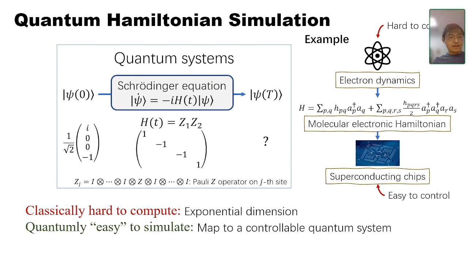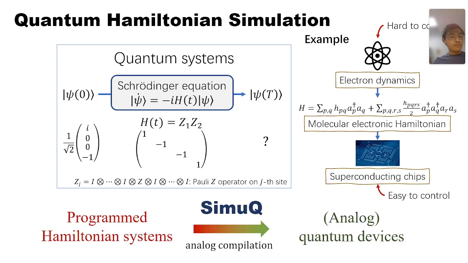However, there is a lack of software tools to help with such computing tasks. This is where SimuQ helps with the situation. SimuQ is a framework for users to program and simulate Hamiltonian systems. SimuQ employs an analog compilation scheme to deploy the program and the simulation tasks on analog quantum devices.